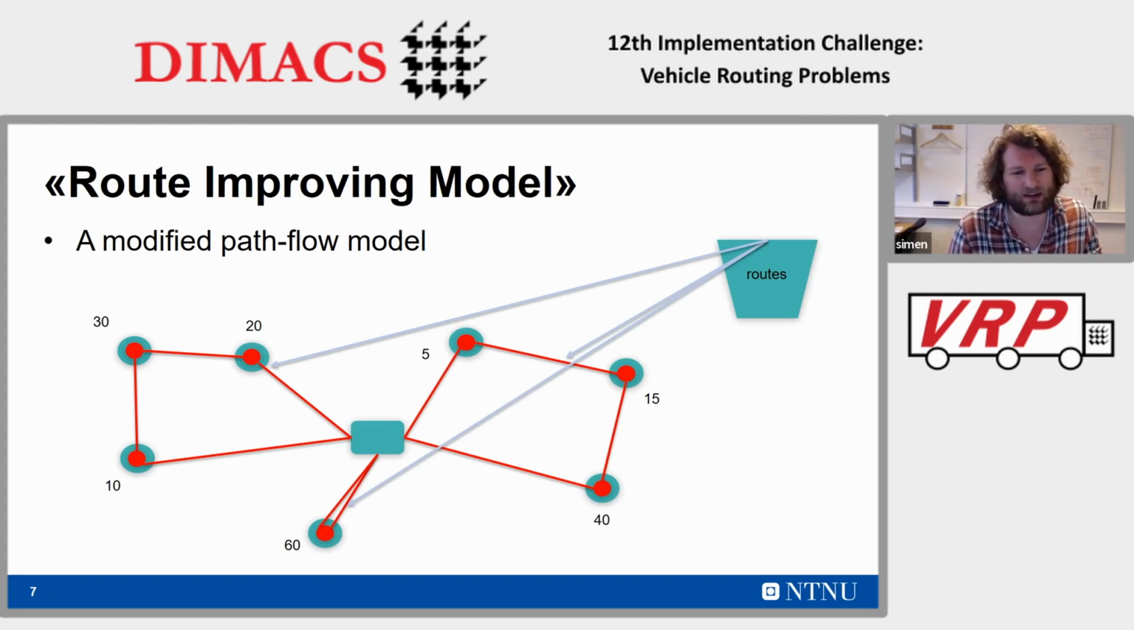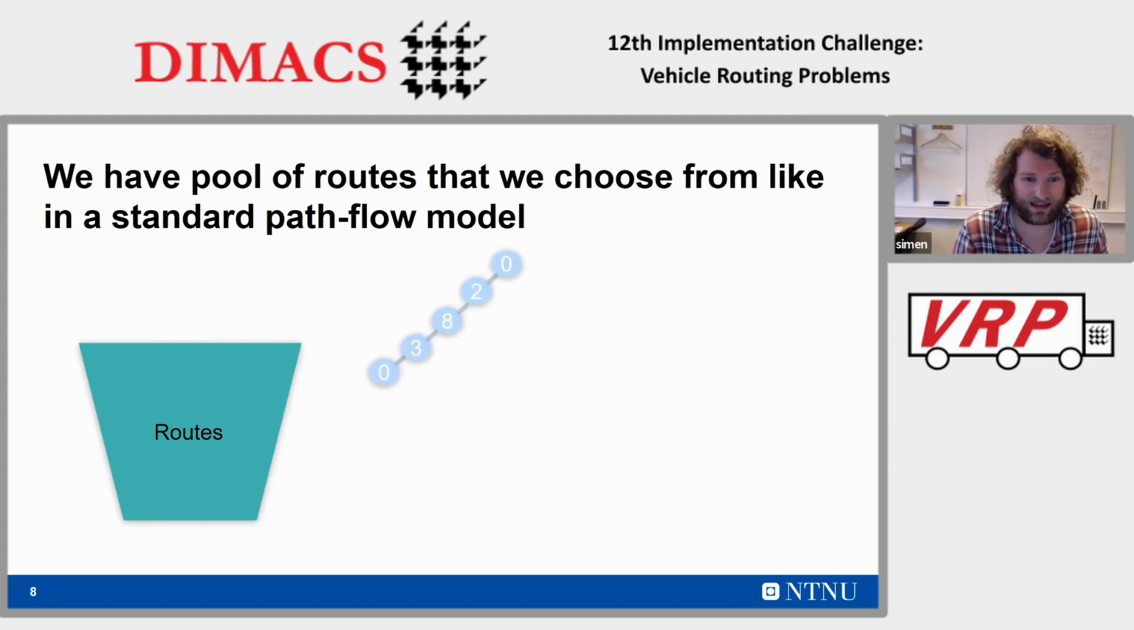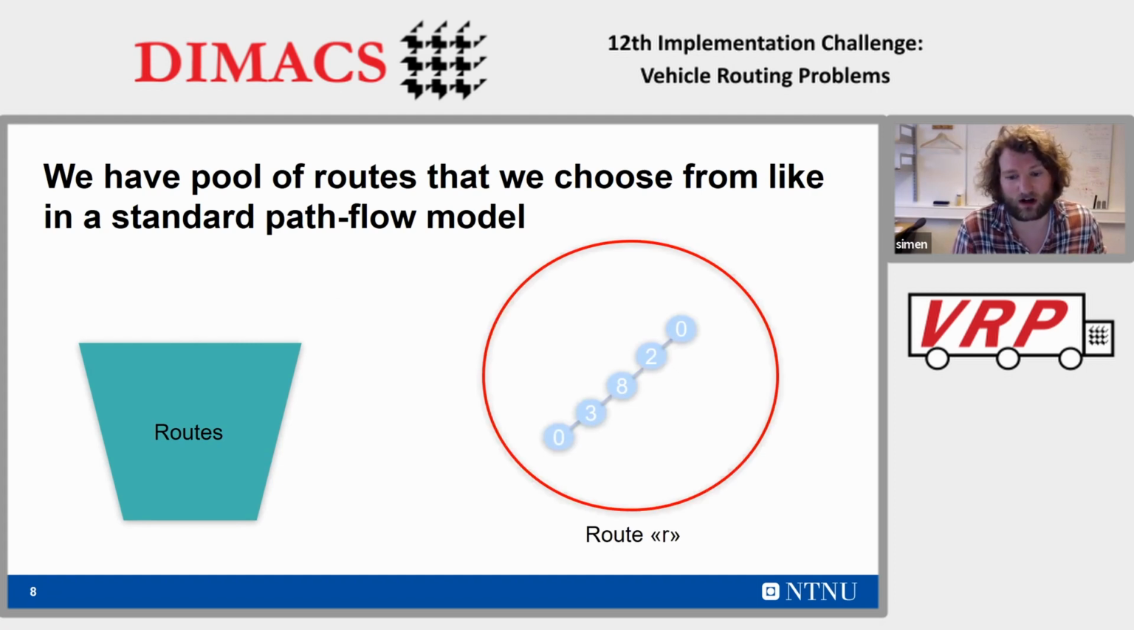It's a bit odd. Is there any easy way that you can make a path flow model where you can make small alterations to the routes, in case you almost have the perfect routes, but maybe there's just a node missing or something like that? So that's what we wanted to do. As I said, here we have a pool of routes, or a set of routes, or whatever you want to call it. And then if you look at each route in this set, let's say this route here, which we call route R.